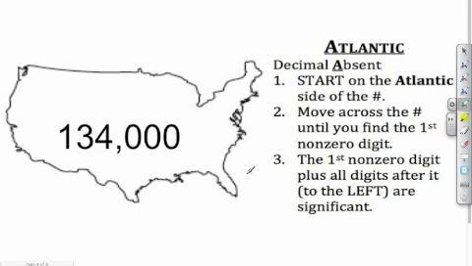Here I have another number, 134,000, and I want to figure out which digits in this number are significant. Well, just like with the previous example, what we were looking for is the presence of a decimal. You'll notice that in this number, the decimal is absent. Now, Atlantic, the word Atlantic begins with an A. I want you to be thinking, when the decimal is absent, I want you to be thinking about the Atlantic Ocean. The Atlantic Ocean is on the right side of the United States.